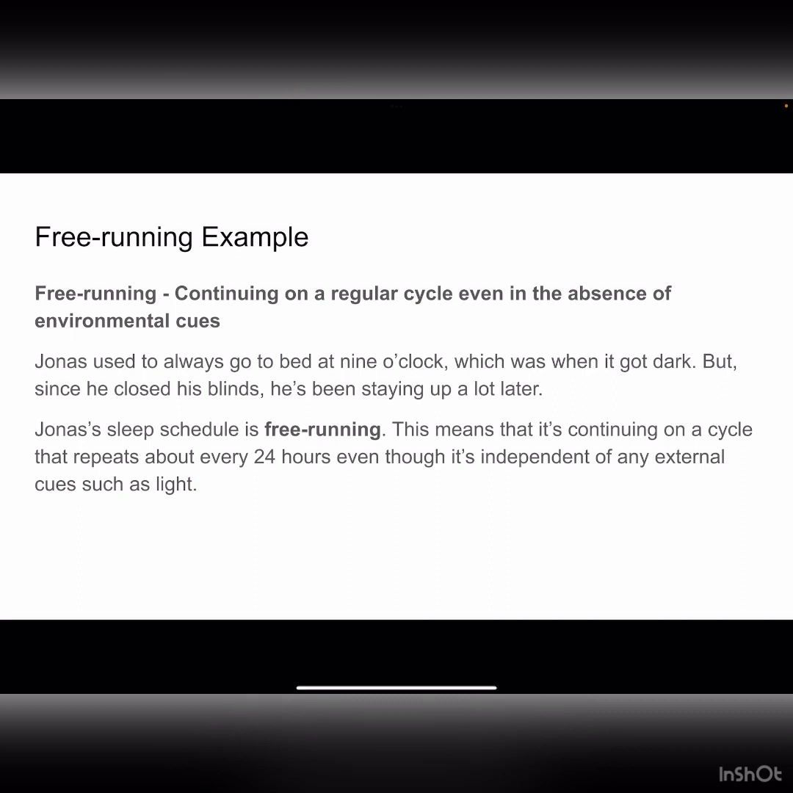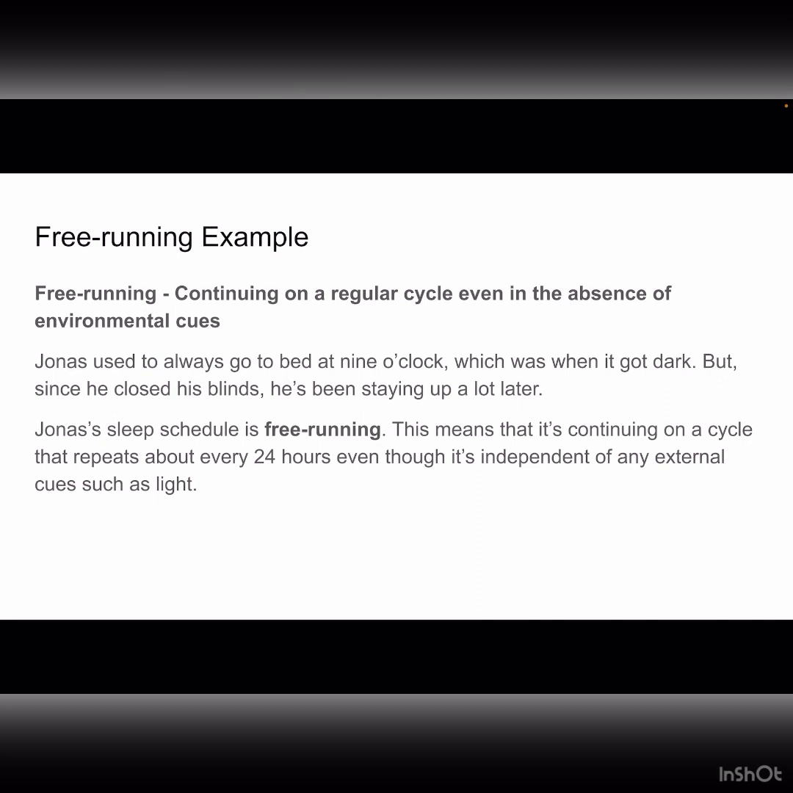Alright, now we move on to free running. Just as a reminder, free running is defined as a behavior continuing on a regular cycle even in the absence of environmental cues. Let's take a look at this example. Jonas used to always go to bed at 9 o'clock, which was when it got dark. A little early, but I'll allow it.